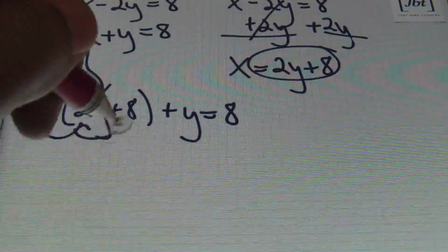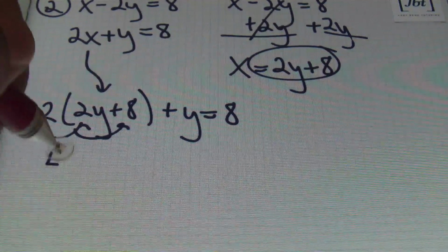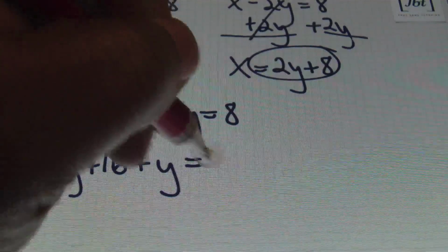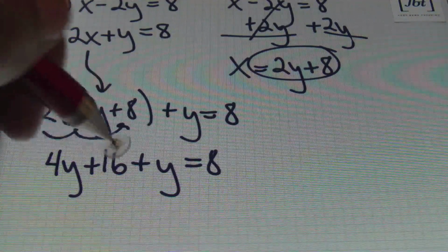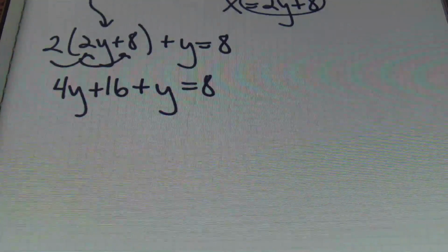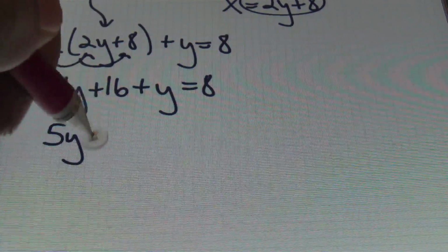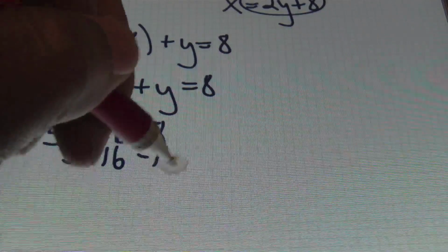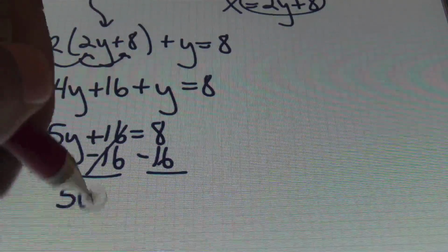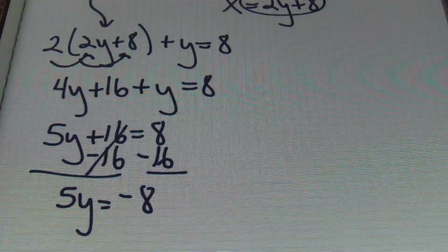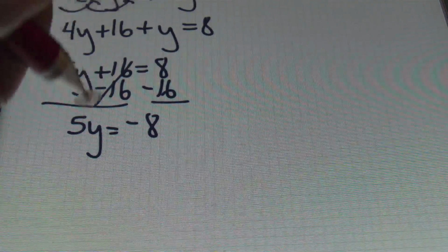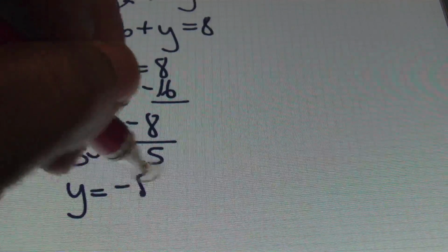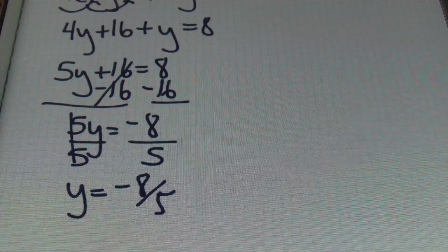So 2 times 2y gives me 4y, plus 2 times 8 is 16, plus y equals 8. From here, we'll combine our like terms. 4y plus y gives me 5y. So I have 5y plus 16 equals 8. I'll be subtracting 16 from both sides of the equal sign, and 5y equals negative 8. From here, I'll be dividing both sides by 5. So my result is y equals negative 8/5. And that's the result that I get for y.